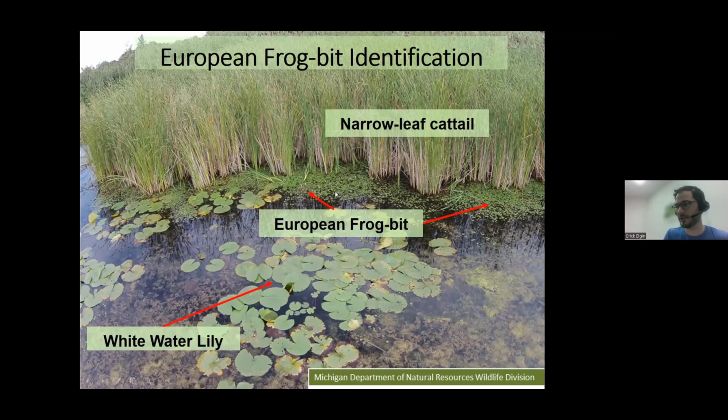And then you can barely tell that they're circular because they're so small, and the picture's not the greatest, but this is European frogbit. So the leaves are much smaller than even the smallest white water lily. Also, if anyone's tried to pull on a white water lily leaf, they are rooted in the bottom, unlike European frogbit, which is free floating.